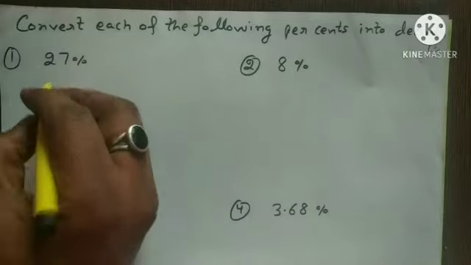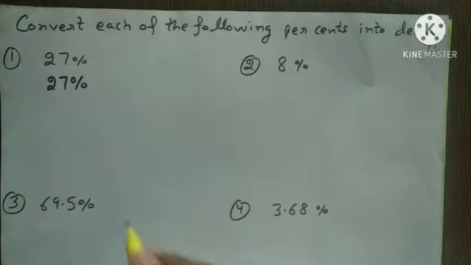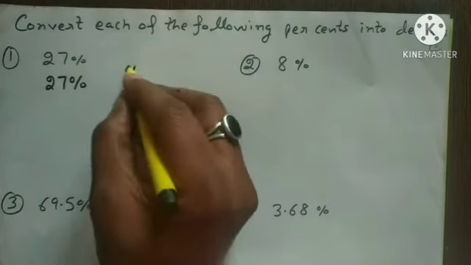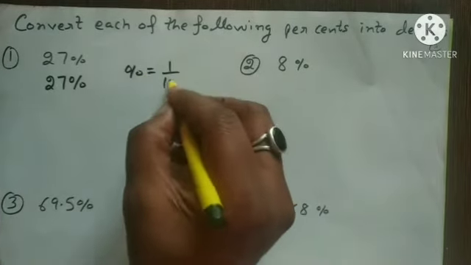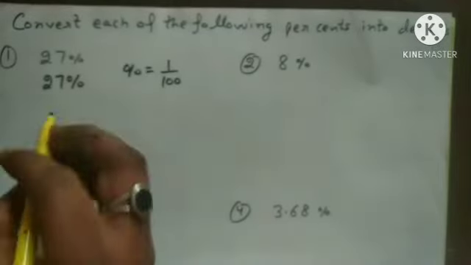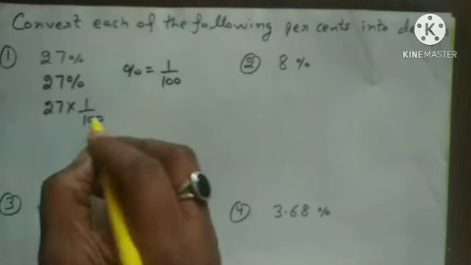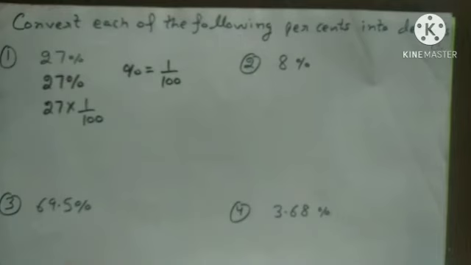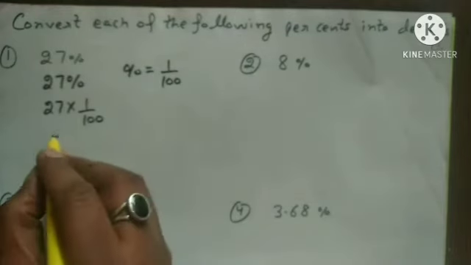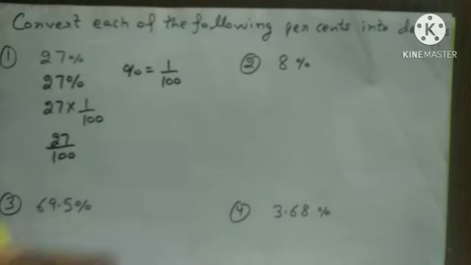27%. Now, we know what is the meaning of percent. The meaning of percent is a fraction equal to 1 over 100. Now, you see that we can write 27 multiply 1 over 100. Clear? Now 27 multiply 1, that is 27, and 100 is in the denominator. Now this is 27 over 100, right?